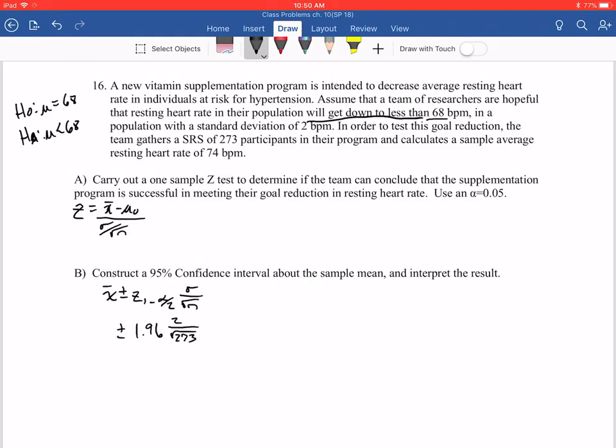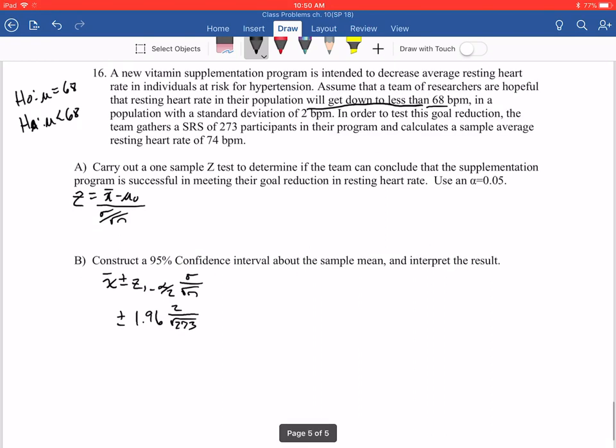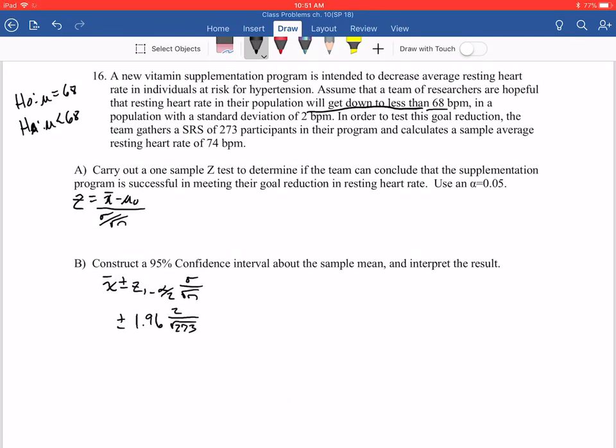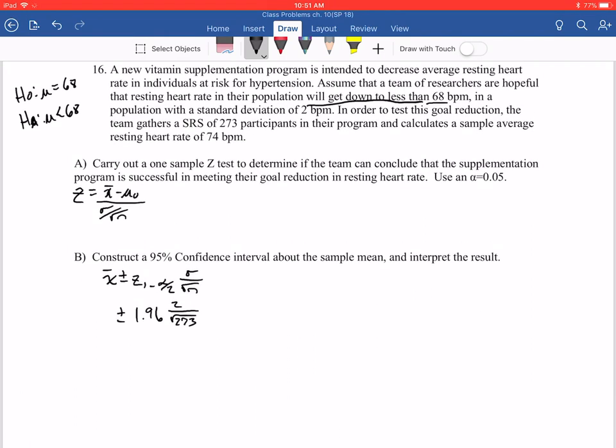So that's what we want. We want people who are taking this new vitamin to have a new resting heart rate that is less than 68 beats per minute. So they go out, collect participants, calculate their average resting heart rate, and right off the bat you can see that the resting heart rate after taking them is 74. It's not even close to 68, so you already know that they didn't meet their goal. Now we're going to use statistics to show how far away from the goal they actually were.